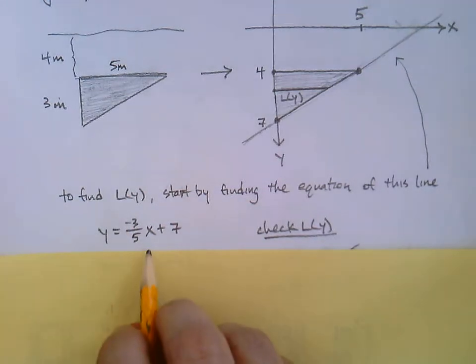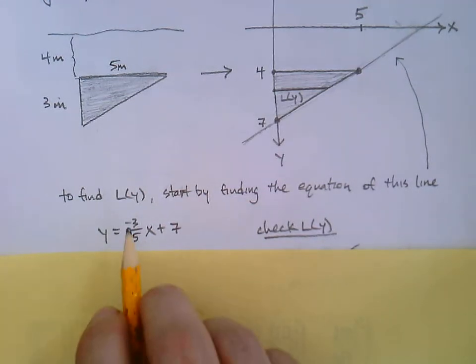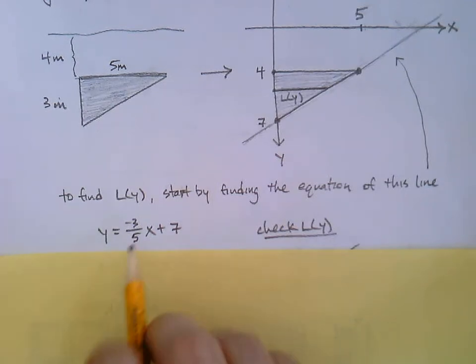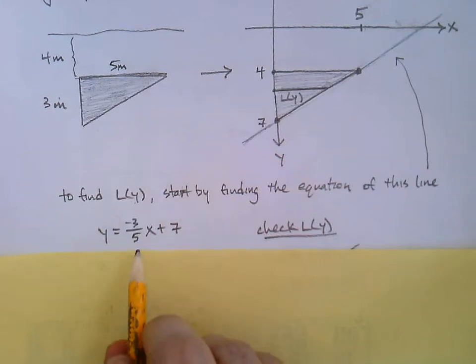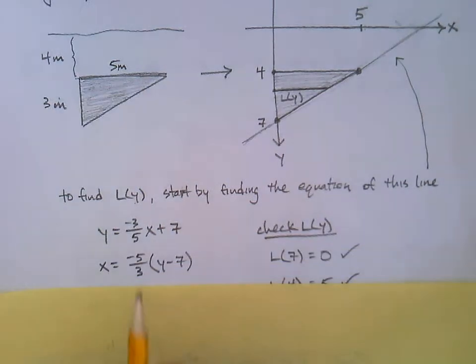Okay, so this is the way to begin, and we all but have it at this point. Problem is, why do we need to go any further? So L of y is with respect to y, and this is with respect to x. So we're just going to change things around. We're going to solve that for x. So let's see, solving for x, subtract 7, multiply by -5 over 3. I just did it in one step, but there you go.